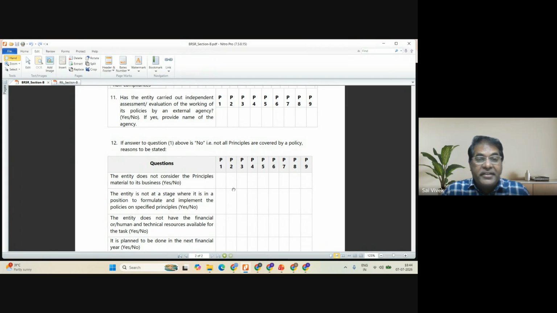Third one is, the entity does not have the financial or human and technical resources available for the task. If human and financial capital is not available for doing it, even then it can be mentioned here, no wrong, because that will not be the same forever. Once you are able to identify what your problem is, there is a chance to overcome it and rectify it. If you are not able to identify what your problem is at all, there is no possibility of rectifying it in future either. That is why you are required to mention what your problem is here.